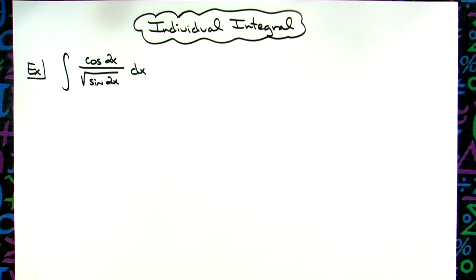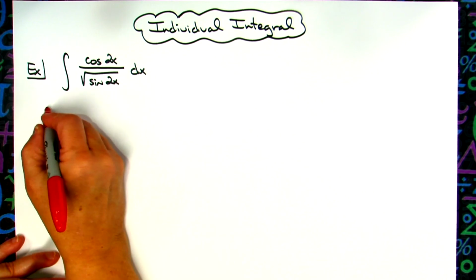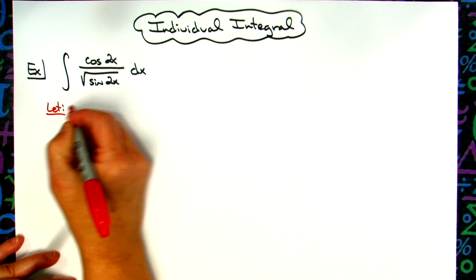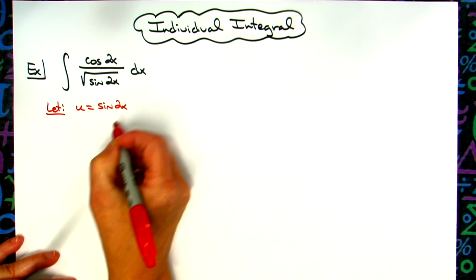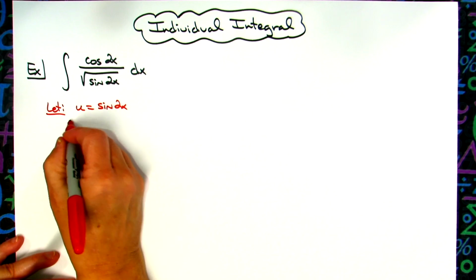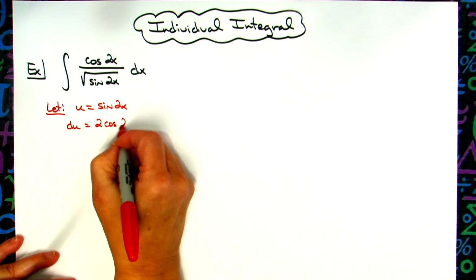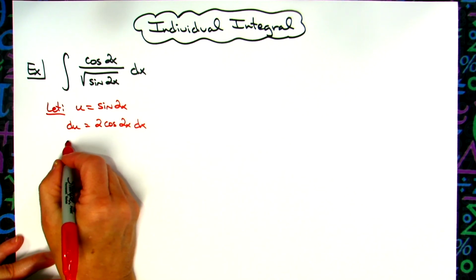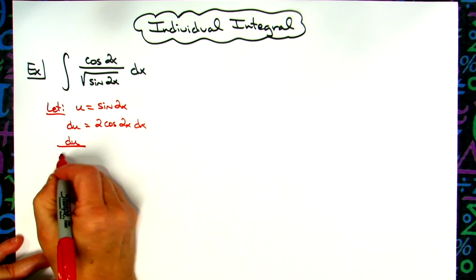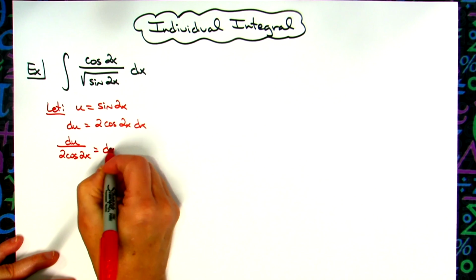In this video, we're going to work out an individual integral. It's going to be a basic u-substitution integral. We're going to start by letting our u be sine of 2x. We're going to take the derivative of both sides, so we'll have du is equal to 2 cosine of 2x dx. We're going to solve all the way down for that dx, so we'll have du over 2 cosine 2x is equal to our dx.